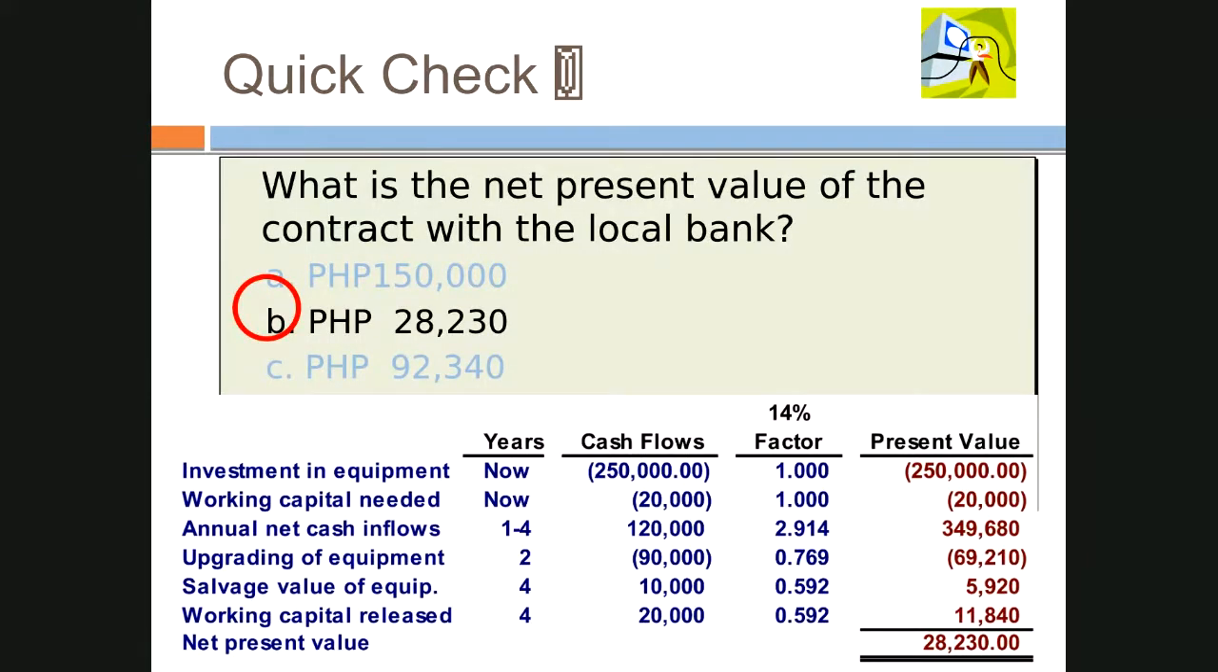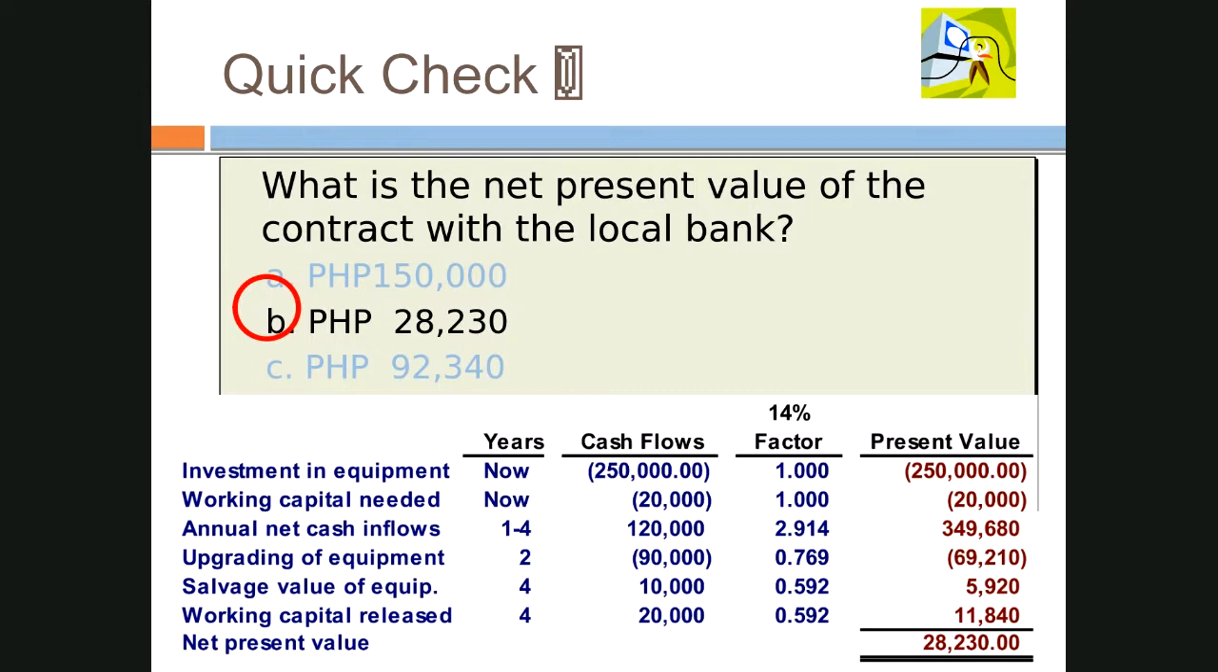So yung working capital mo marirelease na, so therefore that will be an inflow of cash, pero kailan siya mangyayari? At year 4. So therefore ang present value factor then is 0.5992. So pag minultiply natin sa 20,000, so that will be 11,840. So add lang lahat yan, so lalabas that is 28,230. Yeah. So walang tumama sagot, no?